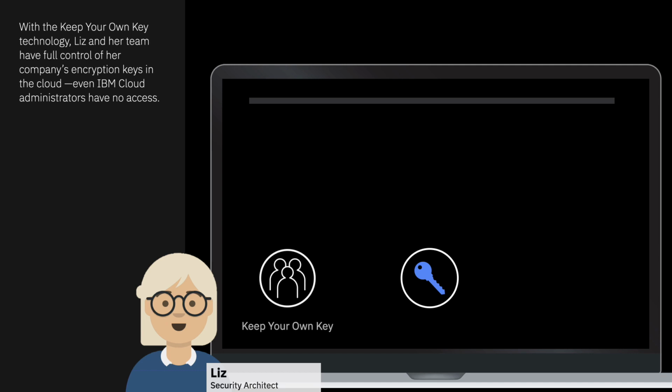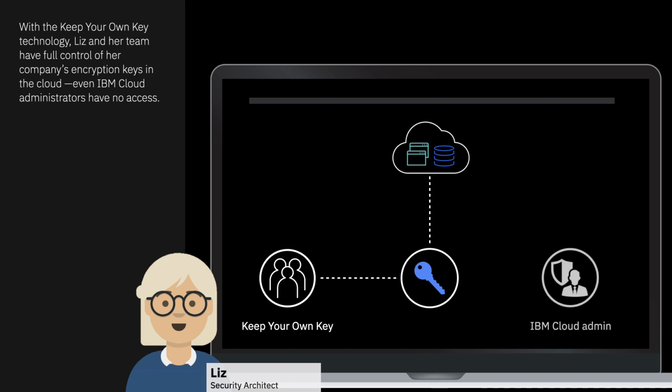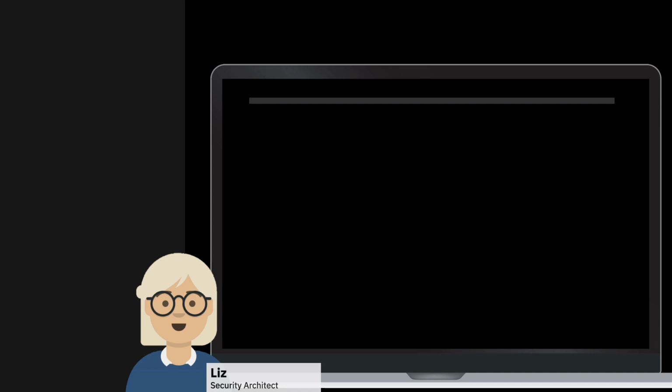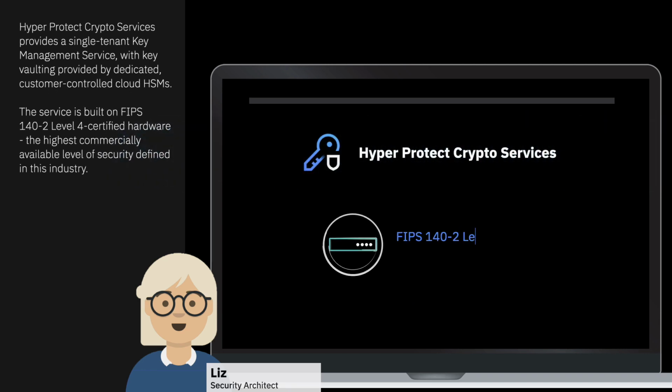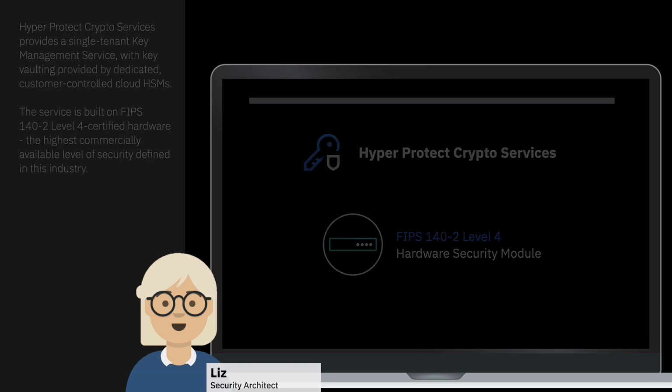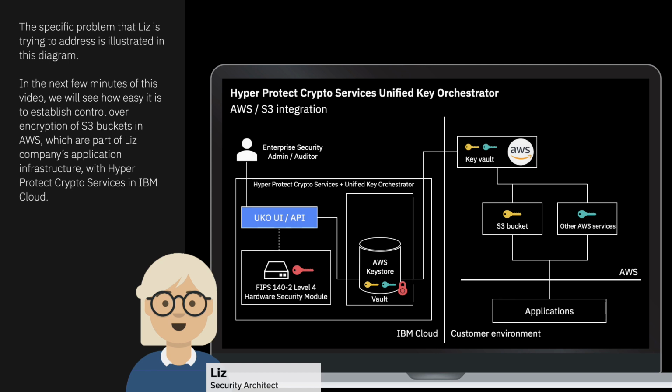With the Keep Your Own Key technology, Liz and her team have full control of her company's encryption keys in the cloud. Even IBM Cloud administrators do not have access. HyperProtect Crypto Services provides a single-tenant key management service, with key vaulting provided by dedicated, customer-controlled cloud HSMs. The service is built on FIPS 140-2 Level 4 certified hardware, the highest commercially available level of security defined in this industry. The specific problem that Liz is trying to address is illustrated in this diagram.